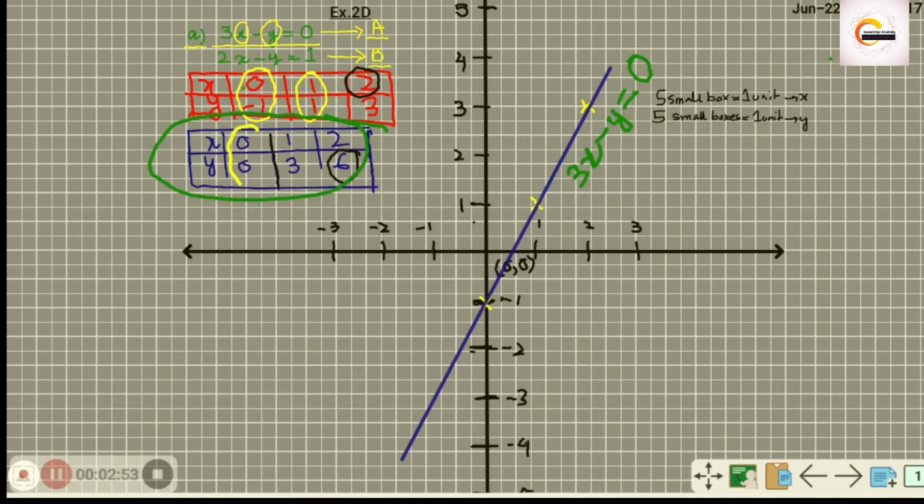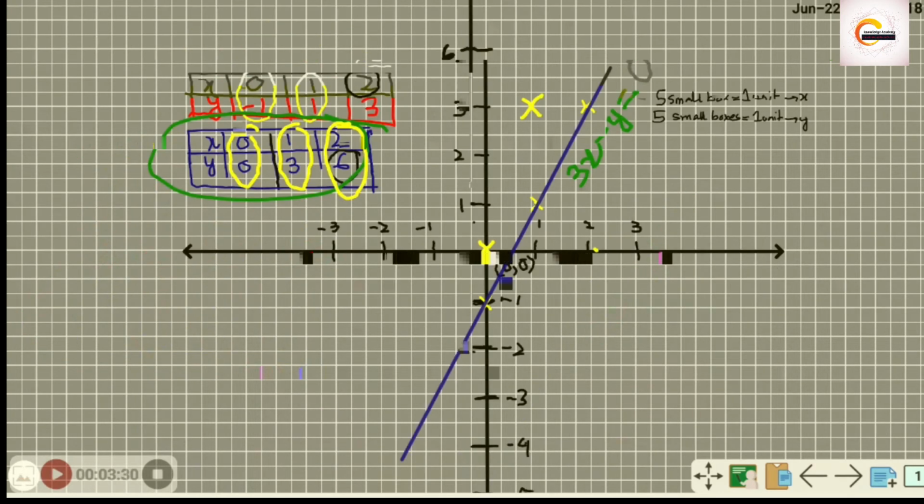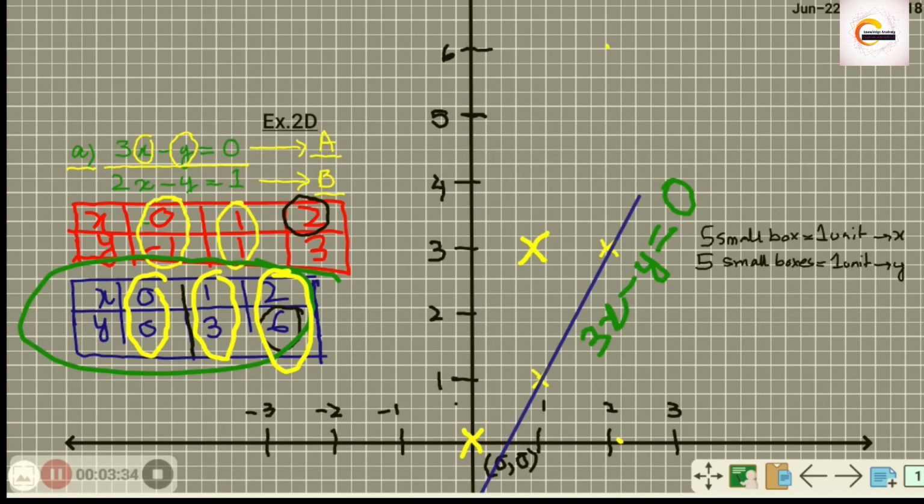This point is (0, 0), which is of course the origin. The second point is (1, 3). So it's going to be somewhat here, (1, 3). Okay, this is (1, 3). And the third point is (2, 6). Okay, let's plot this (2, 6). (2, 6) is going to be here. See, like this. Draw a straight line and let's see where these 2 lines intersect.